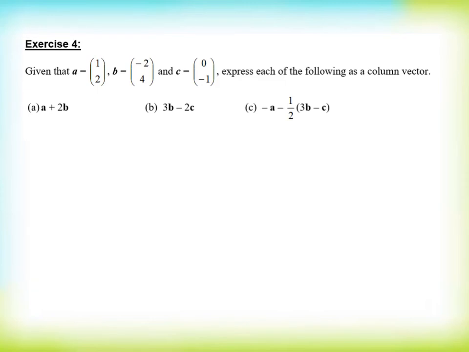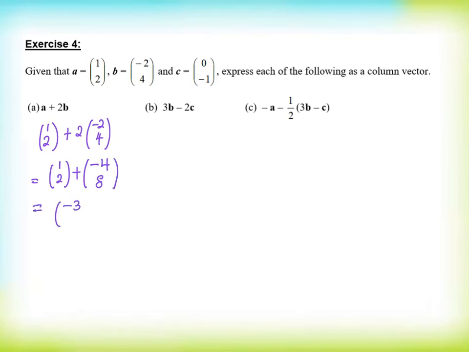Now let's take a look at the following questions. I have the following vectors A, B, and C. Now we're going to do an addition of the vector A, 1, 2, to 2 times vector B, negative 2, 4. That gives us 1, 2, plus the vector. Now this is 2 times of negative 2 units. That gives me negative 4. 2 times of 4 units. That gives me 8. And I will be able to get negative 3, 10.